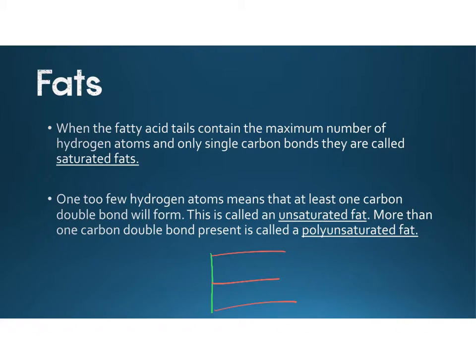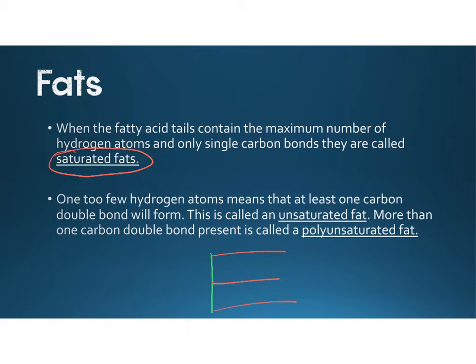Those tails contain carbon bonded to hydrogen primarily. And when those tails contain the maximum number of hydrogen atoms that they can, and only single carbon bonds, they're called saturated fats, meaning that that fatty tail or that fat has the maximum number of hydrogens.